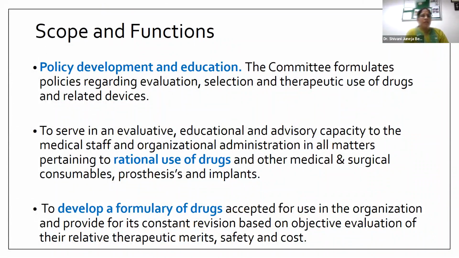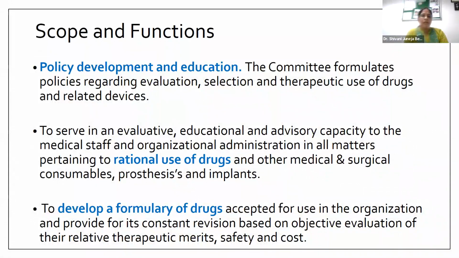Here the committee serves in an evaluative, educational and advisory capacity to medical staff and organizational administration in all matters pertaining to rational use of drugs and devices both. This committee plays a critical role here, wherein when some drugs are being used, for example, in the form of audits. For example, we are doing an antimicrobial audit in the hospital and presenting our data in front of the PTC. We look at the various aspects, such as which drugs are being used empirically or evidence based, and what are the key steps required to be taken up in the hospital with respect to antimicrobial resistance and looking into patient safety.